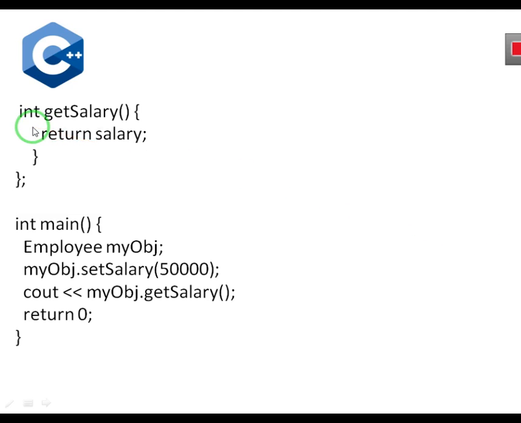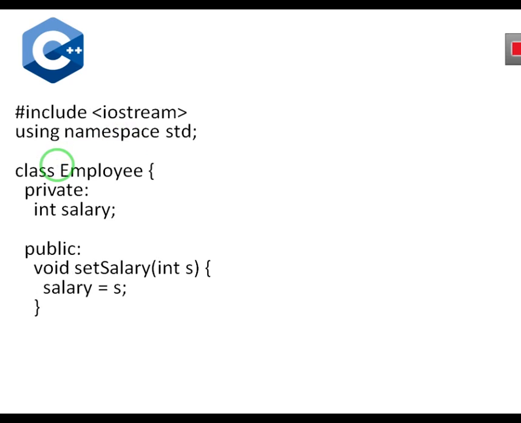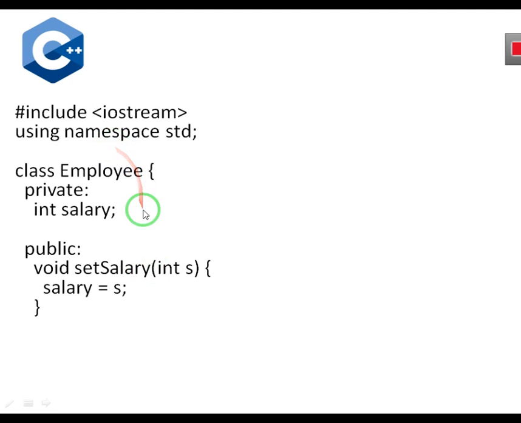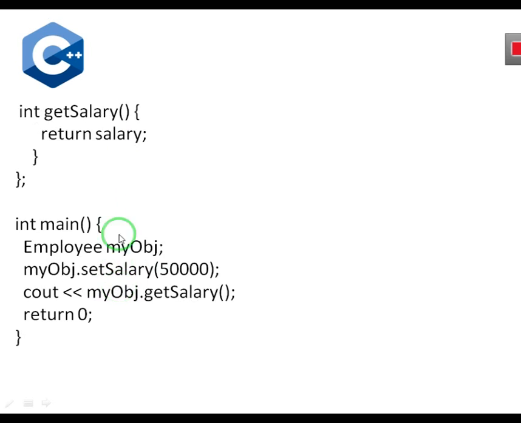We have the integer getSalary. This is another method, and it will return the salary. So we have two public methods, setSalary and getSalary. We will set the salary here and we will get the salary here.